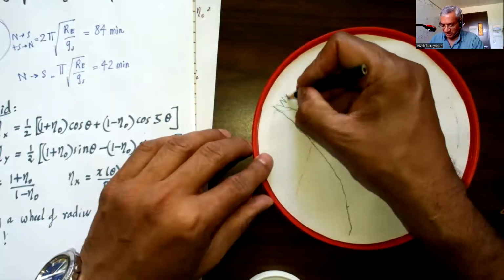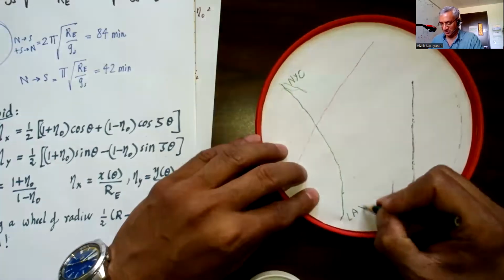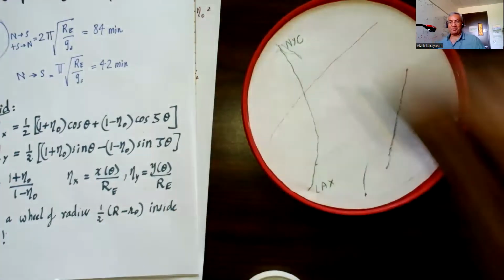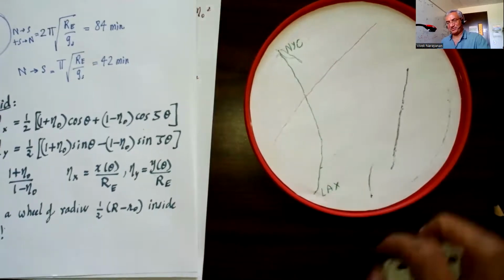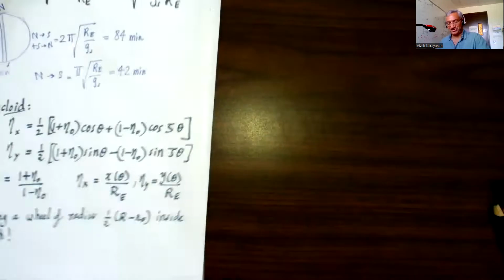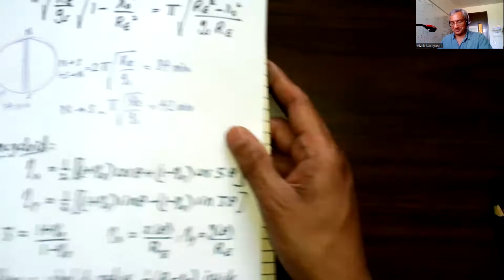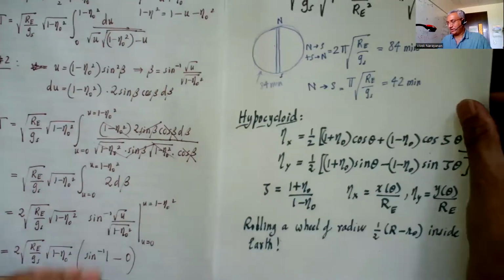So that is New York City, and that is Los Angeles. And that is your curve, hypocycloid. Okay, that's the construction we have. The locus of a point on the small circle going over a big circle. Now for the transit time.